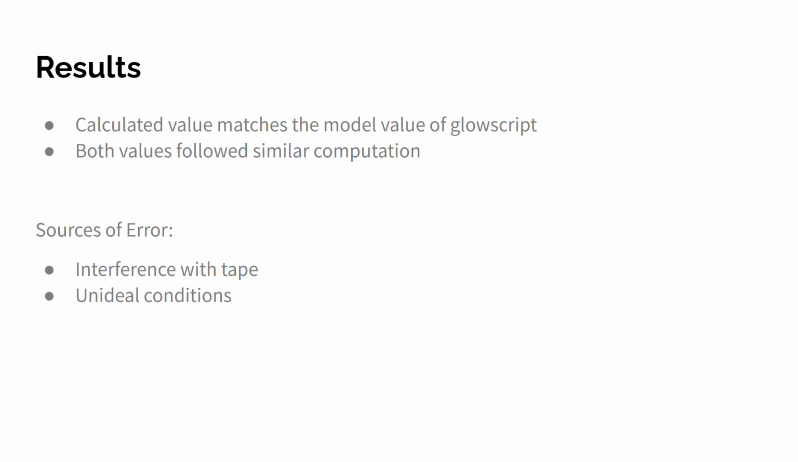Potential sources of error were the interference with the tape caused by hand, or any conditions such as maybe charges in the air, or any possible random polarizations.